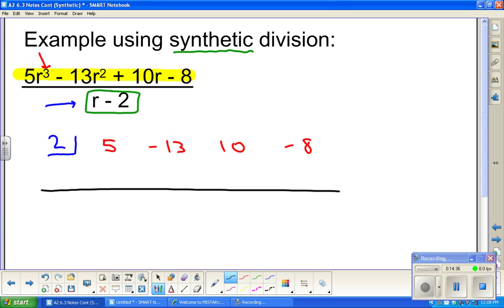All right, now here's where the magic starts. Ready? Here's your process. Bring the first number down. Not the 2 that you have in the box, but the first actual coefficient just gets brought down. So we got a 5 down there. The process from here is you take the 5 and you multiply it by the 2, whatever's in the box. 5 times 2, that's your next number. Now we're going to add straight down. Negative 13 plus 10. Okay, so we're adding here. Negative 3. And we just continue that process. Now the negative 3 gets multiplied by the 2.